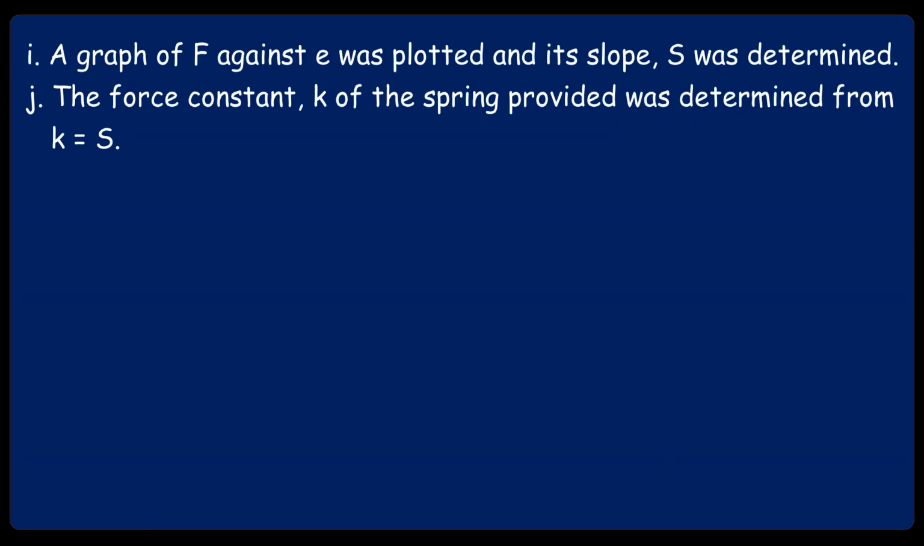Procedure I. After that, we plot a graph of F against E, and we obtain its slope. After obtaining the slope, we have to come up with a relation between the slope and the force constant, where we are saying the force constant K of the spring provided was determined from K equals to S. Where are we getting this? This is theory. Go back to your notes and you will get to know why K equals S. If you don't know how to get it, please comment and we shall move on with it.